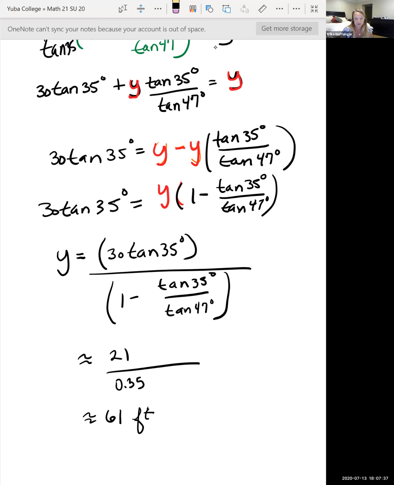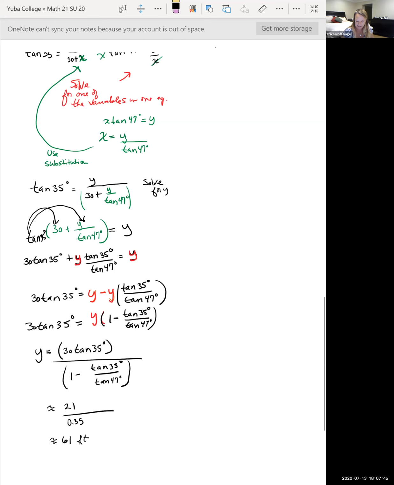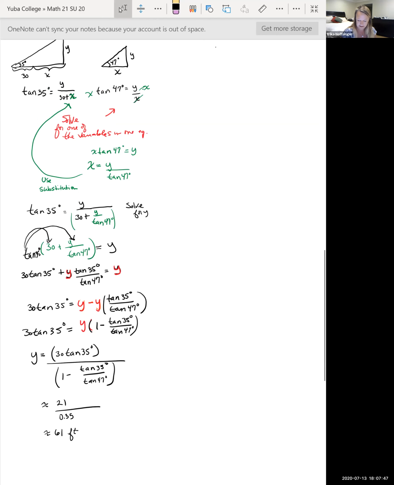That's not the height of the tree though. This is the height from his sight level, because it was telling us that he was 6 feet tall. So approximately 67 feet tall. Tree.